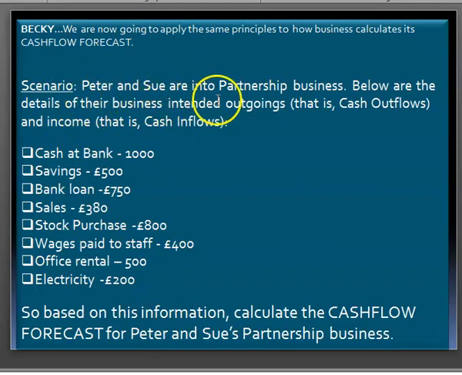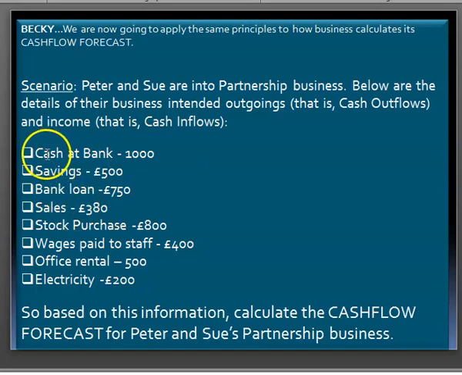Peter and Sue are into a partnership business. Below are the details of the business's intended outgoings, that is the cash outflows, and income, that is the cash inflows. When you say outgoings, outgoing means expenses, what they're going to be spending money on, which means cash outflows. Okay, when you say income, it means cash inflow, that is the money that is coming into the business. So this is a scenario.